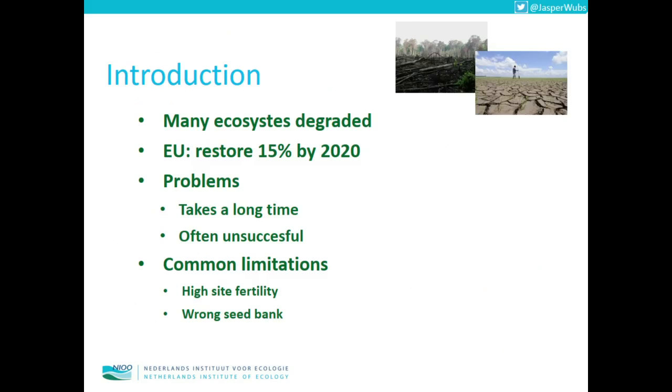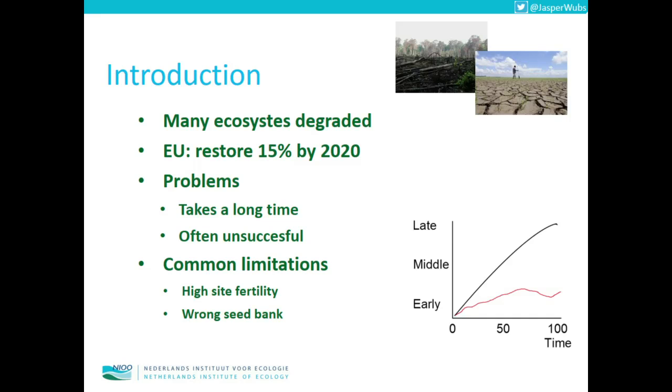As you know, many of the Earth's ecosystems have been degraded, but there's in fact also large efforts to restore degraded ecosystems. In fact, the EU has pledged to restore 15% of its degraded habitats by 2020. Now, there's many issues with trying to restore ecosystems. In many cases, it takes a really long time, and in perhaps even more cases, we're not reaching the targets that we would like to achieve. If you look at this red line, we're going somewhere, but not quite getting to the species composition that we want to restore.